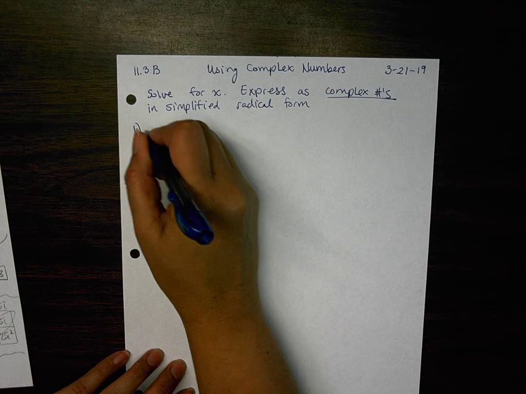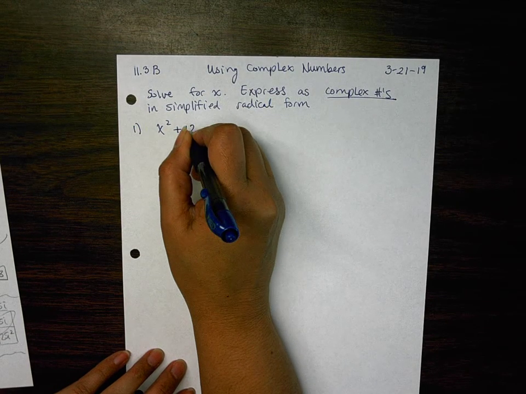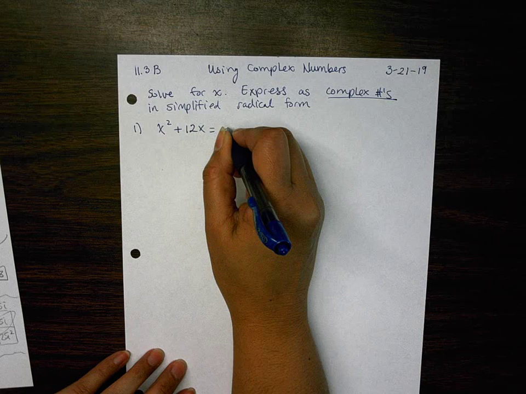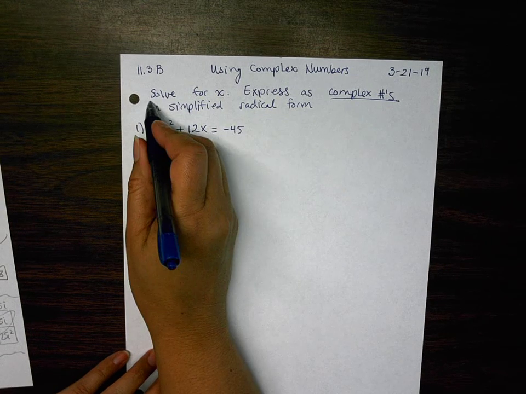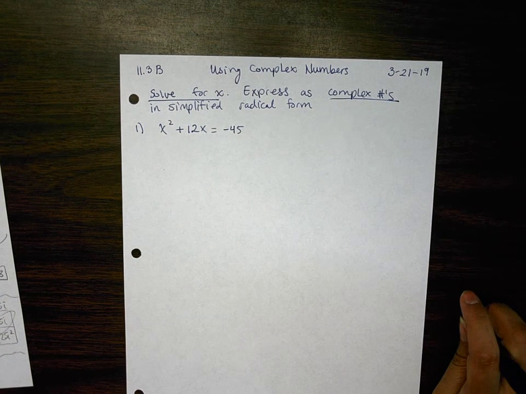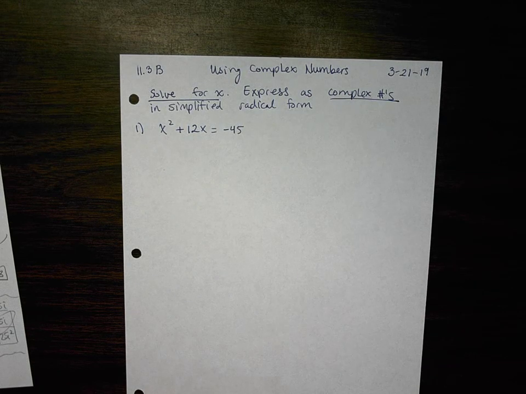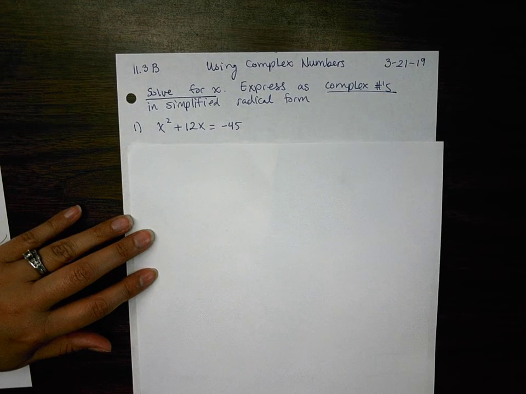Okay, number 1. x squared plus 12x equals negative 45. And it says right here we're going to solve for x. The only method we have right now to solve for x is factor or complete the square. Everybody hear that? The only method we have right now is factor and complete the square. You don't have to write this down, but right now I just want you listening.